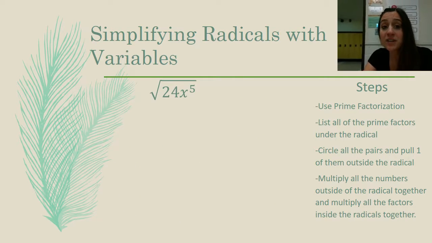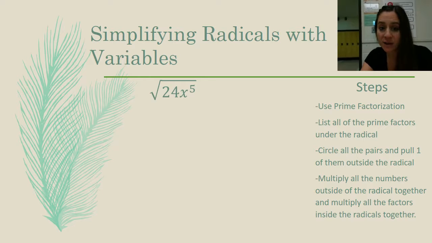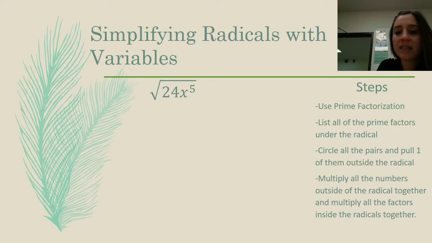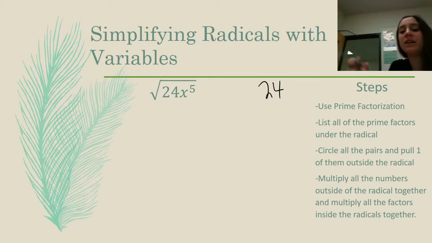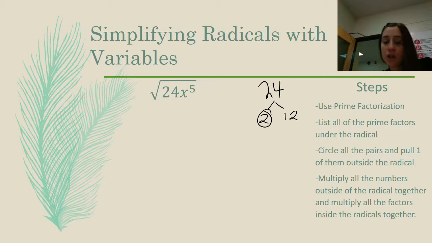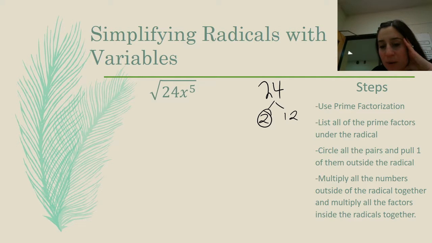Alright, so now we're going to do the same thing. We're going to simplify radicals, but this time there's a variable inside. But we're pretty much going to do everything exactly the same. The first thing I'm going to do is the prime factorization of 24. So I'm going to set it up over here, 24, and I'm going to see what I can break 24 into. Well, I know it's 2 and 12. I'm going to just circle the 2 because the 2 is my only prime number.